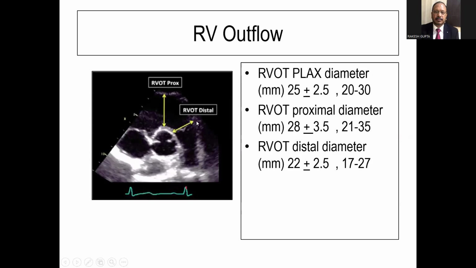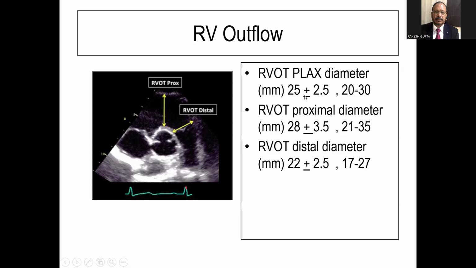This is what is used for calculating the pulmonic pressures in patients, to calculate the Qp ratio, Qp volume, and stroke volume across the RVOT. So what do we do? We measure from one hinge point to another hinge point, put a sample volume across this RVOT, and we get an area, which we multiply by the RVOT VTI. What we'll get is the stroke volume at the RVOT level.